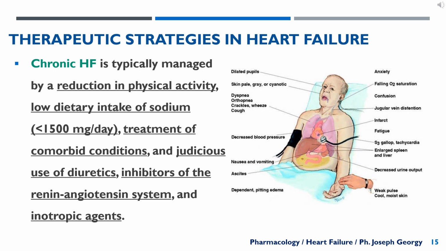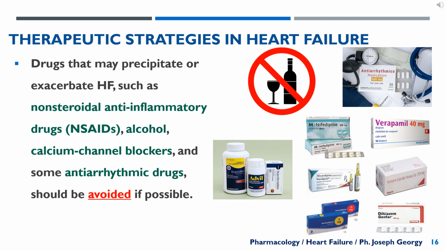Now I'll move to talk about the therapeutic strategies in heart failure in brief. Chronic heart failure is typically managed by reduction in physical activity, low dietary intake of sodium, this means less than 1,500 milligrams per day, treatment of comorbid conditions, and judicious use of diuretics, inhibitors of the renin-angiotensin system, and inotropic agents. Drugs that may precipitate or exacerbate heart failure, such as nonsteroidal anti-inflammatory drugs or NSAIDs, alcohol, calcium channel blockers, and some antiarrhythmic drugs should be avoided if possible.